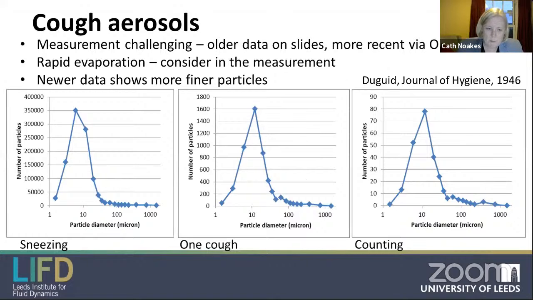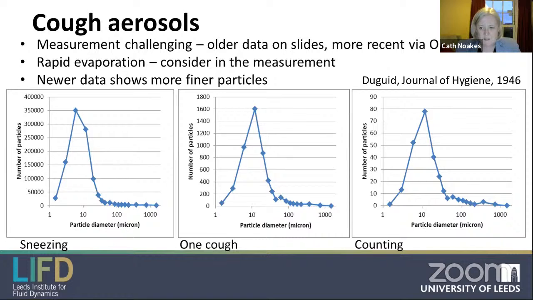To give you some idea about what people produce, this is quite old data from 1946, but it's quite nice data and it's still quite widely used. This is where measurement of particles produced by healthy volunteers and with diameter.